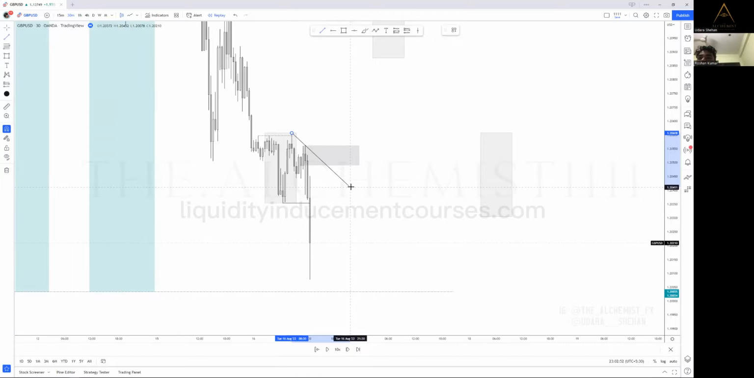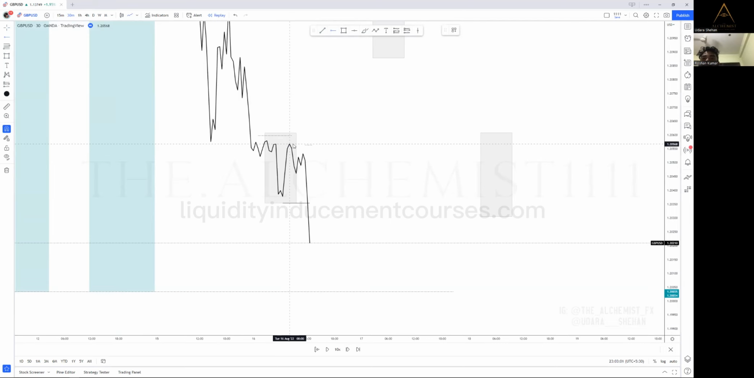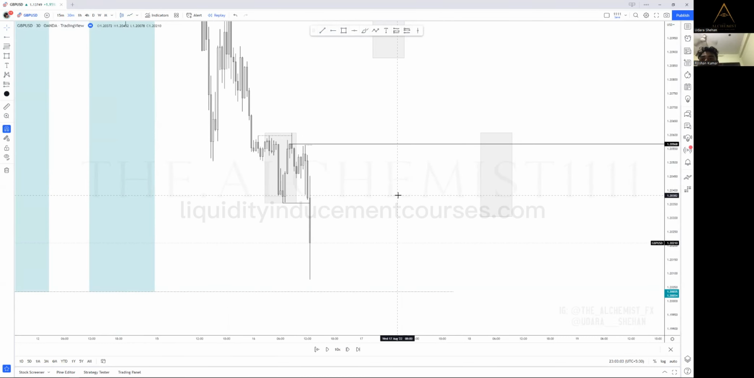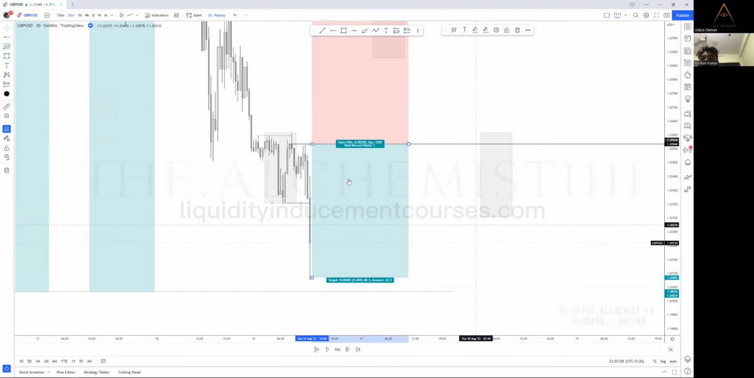Are we going to do this? No. We know what this is. This is internal range liquidity. And above it, what do we have? A resistance. See that? A resistance. Okay, then what we could do is sell it. We can sell it.